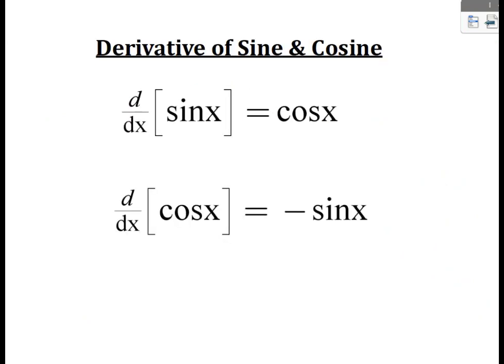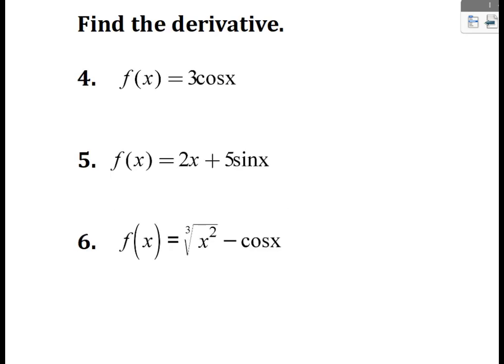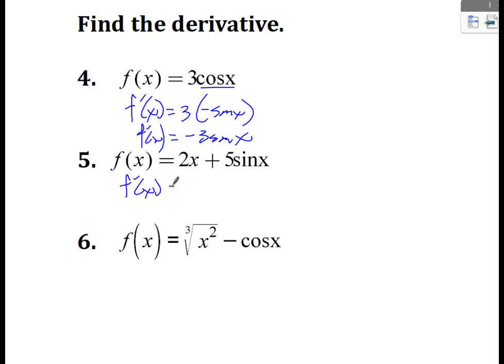And you're going to need to know these, the derivative of sine and cosine. The derivative of sine is cosine. The derivative of cosine is negative sine. Okay. So if I was going to find the derivative of this one, it's simply going to be 3, derivative of cosine is negative sine of x. So it's just negative 3 sine of x. On this one, f prime is going to be 2 plus 5 cosine of x.